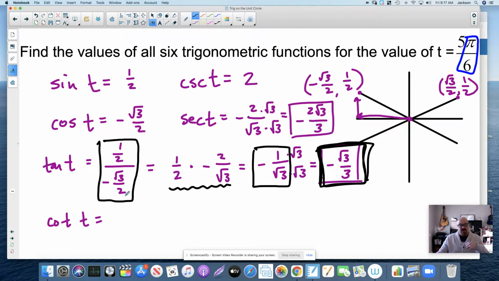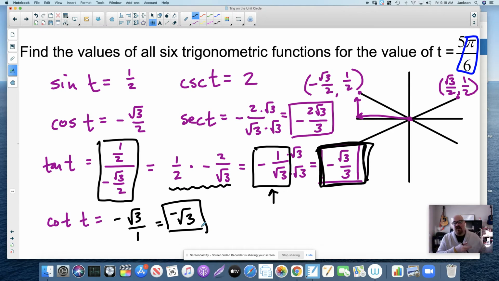Which of these three boxed values, when I flip it over, is going to give me the cleanest, simplest representation? It's this one right here. Because when I flip that one over, it's going to be negative radical 3 over 1, which is just negative radical 3. So that's why I stopped there and said, this is the current representation of tangent. Any one of those three can be flipped over to get cotangent. I'm using the one that gets me the cleanest, simplest answer. That's a good place to stop.